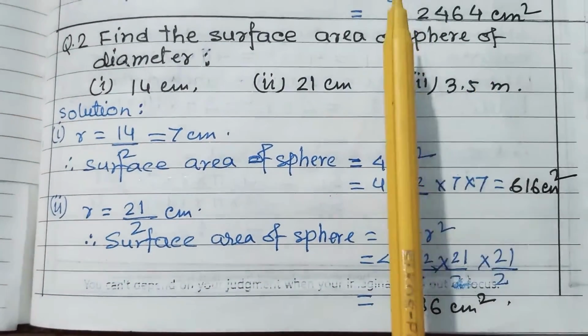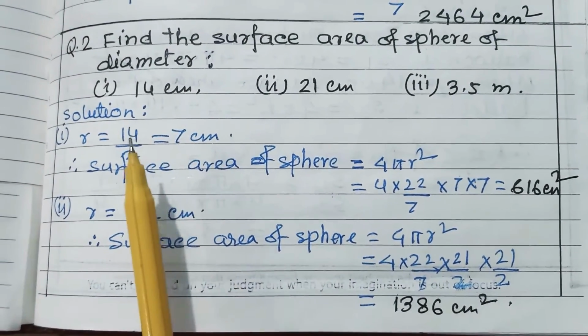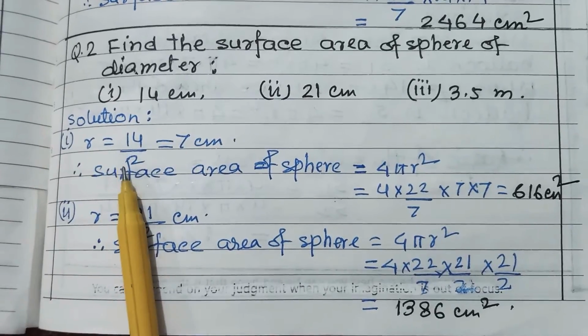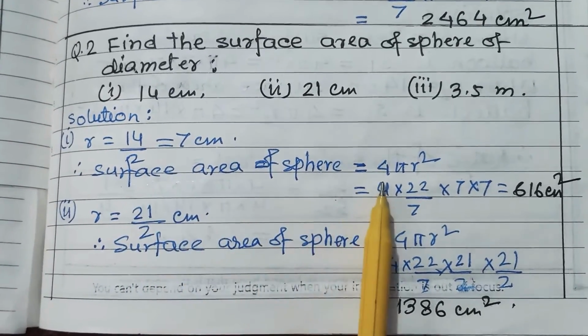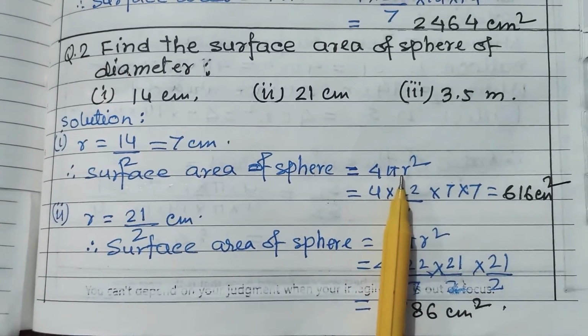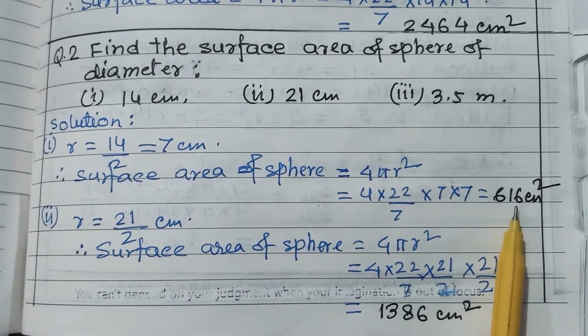Question number 2, find the surface area of a sphere of diameter 14 centimeter, 21 centimeter and 3.5 meter. Same as question number 1, but here diameter has been given. You first find the radius. Radius is half of diameter, so diameter upon 2 is equal to radius. Then substitute it. Here r is 7, so 4 pi r square is equal to 616 centimeter square.